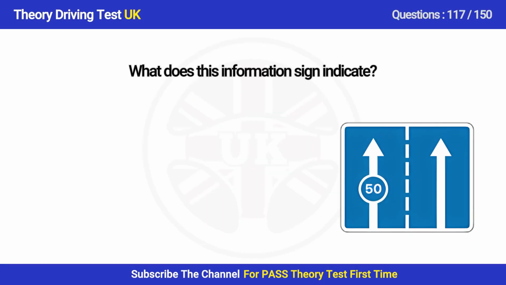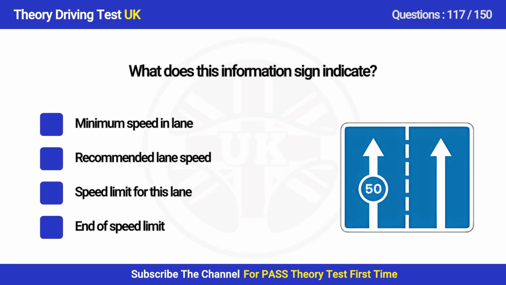Question 117. What does this information sign indicate? A. Minimum speed in lane. B. Recommended lane speed. C. Speed limit for this lane. D. End of speed limit.